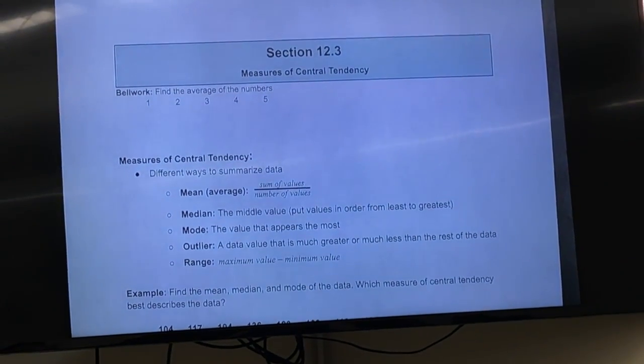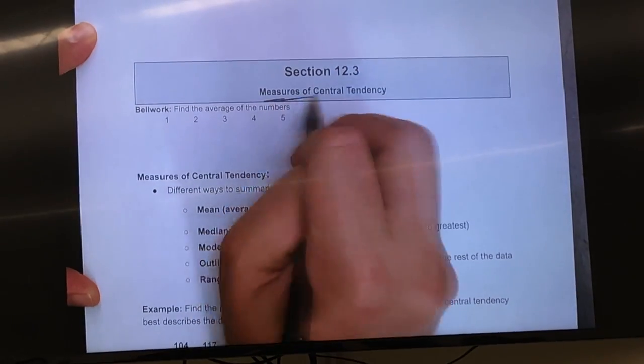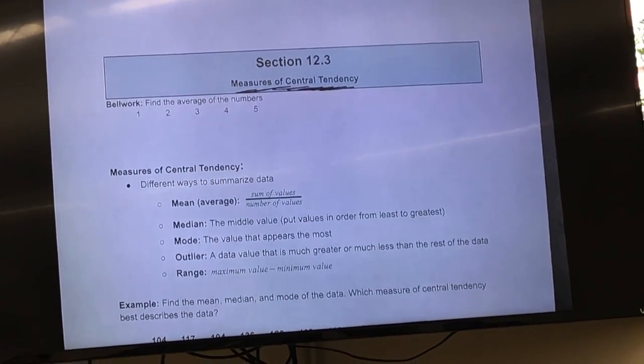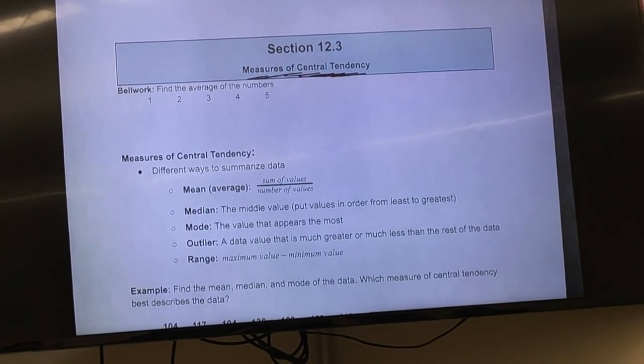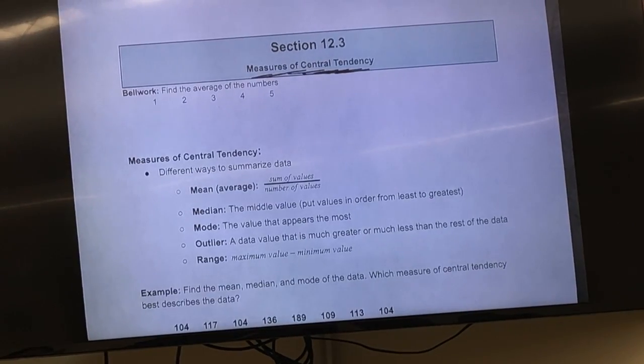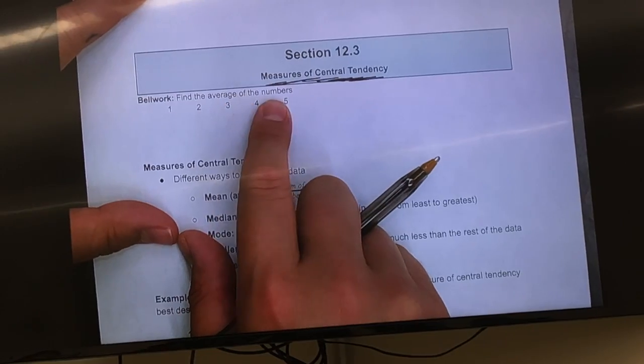All right, section 12.3. We're looking at measures of central tendency. You've learned all of these. We're learning mean, median, mode, and range. So to review, find the average of the numbers.